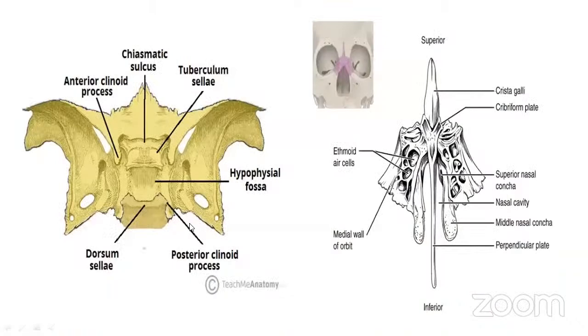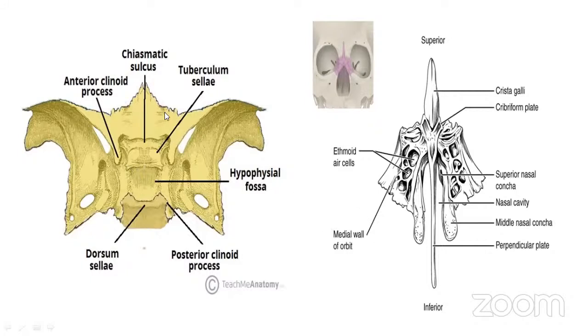Now, this is the schematic diagram of the sphenoid bone. To understand the anatomy better, this is the lesser wing of the sphenoid, along which are the anterior clinoid process and the chiasmatic sulcus. Anterior to the chiasmatic sulcus is the boundary of the anterior cranial fossa, and posterior to it we have the hypophysis, the pituitary gland, which lies in the middle cranial fossa.